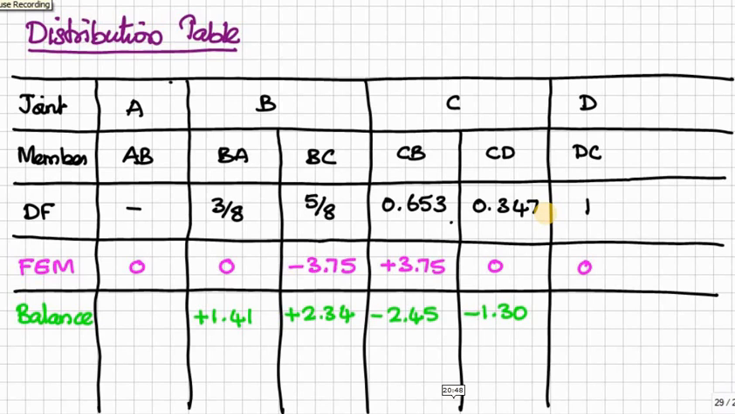Okay? If the opposite end is capable of carrying moments, that means the far end joint or support is either a fixed support or an intermediate joint, then only it can accept the carryover moment. If the far end is a hinge support, then it cannot take any carryover moment. Okay? Therefore, the next step is carryover.